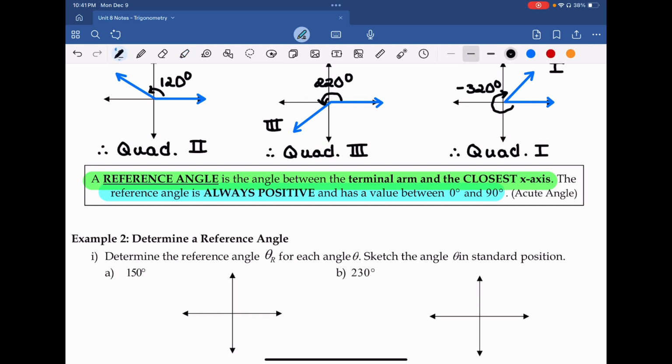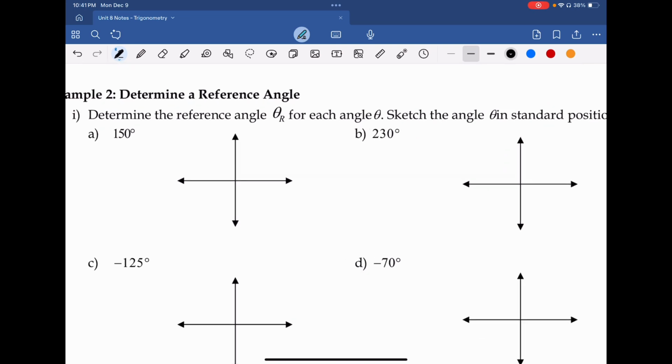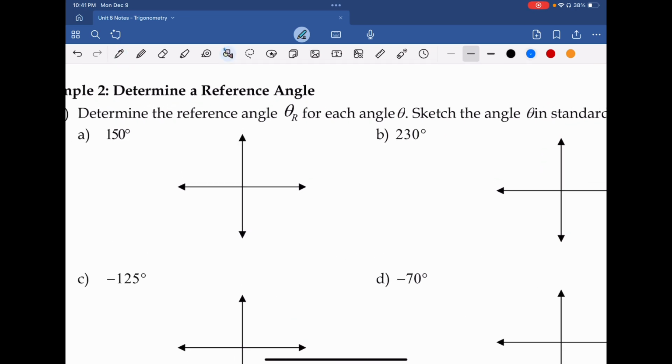Now, let's use some angles in standard position to then determine the reference angle based on the idea that it's between the terminal arm and the closest x-axis. So I'm going to go down below here, and again, when we have an angle in standard position, we always start on the positive x-axis and rotate around. In this case, 150 is in quadrant 2. We're going to label this here and say, okay, here's my rotation, here's my 150.